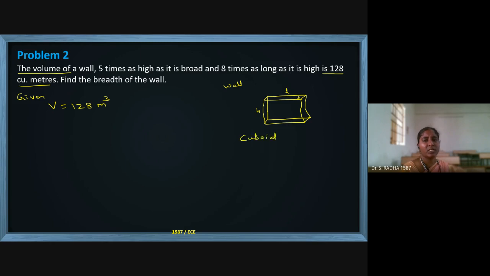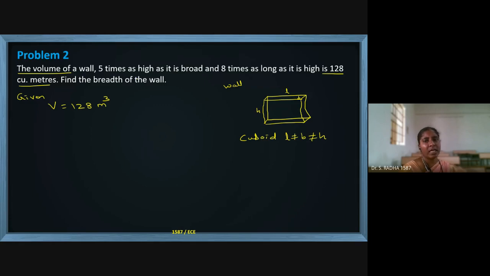Okay, L, B, H are different, so it is a cuboid only. The thing is, height will be visible and breadth is very small. Length depends on our requirement. We will build the length of the wall, but it is also a cuboid only.